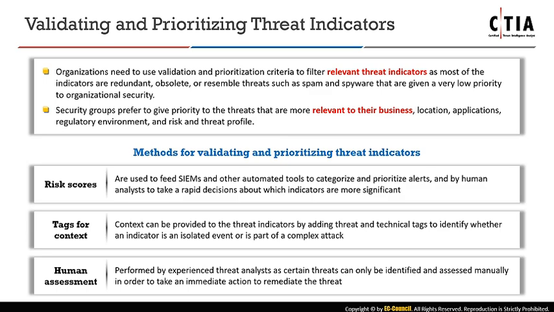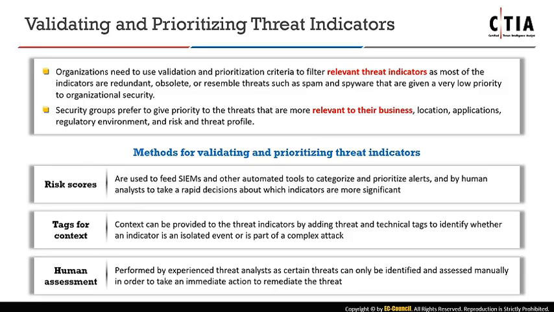We can feed this information back into our SIEMs, back into our automation to help categorize, prioritize automatically. But we also want the risk scores for human analysts to help make very rapid decisions about any of the indicators that are happening so we can decide whether to make them more significant. Number 2 is tags for context. Context can be provided to the threat indicators by adding threat and technical tags to identify whether an indicator is an isolated event or is part of a complex attack.